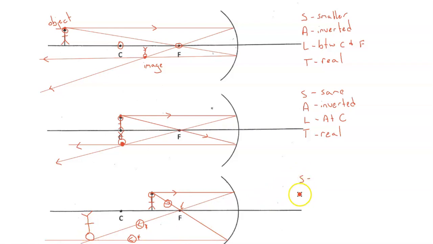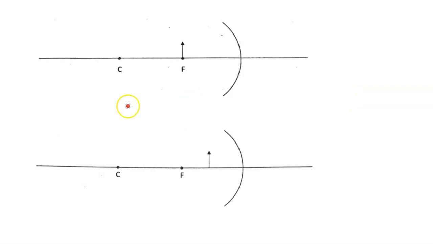So if we describe this with SALT, the size, definitely bigger. Attitude, still inverted. The location is going to be past or beyond C. All right, beyond C. And the type is still real. Now we're going to do some trickier examples, because we're going to bring the object even closer.